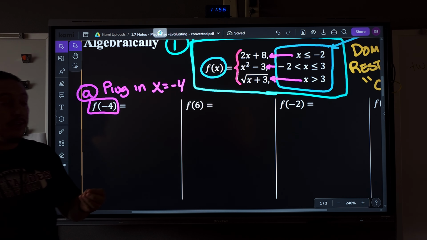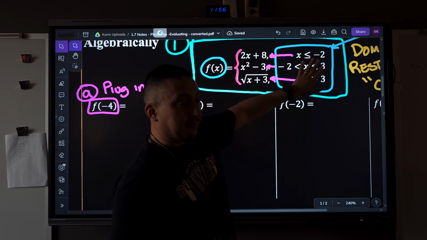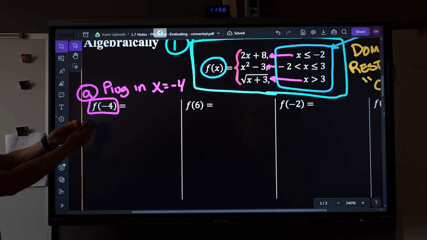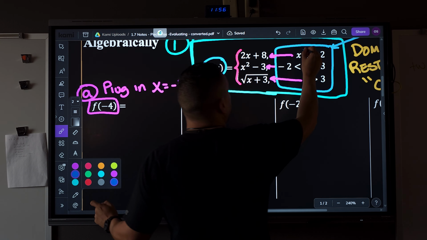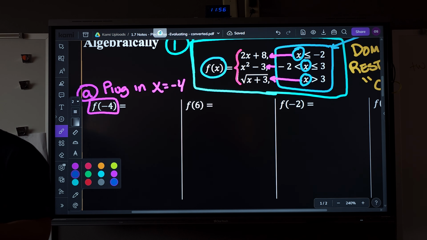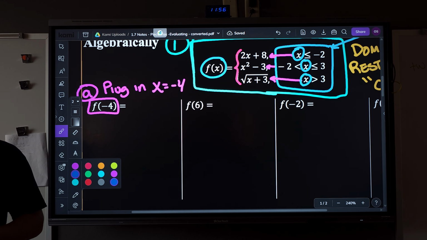Okay, and you can only plug into one of them, and that comes from here, to the one that is true. So we're going to take this -4 and plug it into these spots. I'm going to do it to this one, to this one, and to this one, and we're going to see which one is true. It's going to only be true in one of them, and it's going to be false in the other 2.